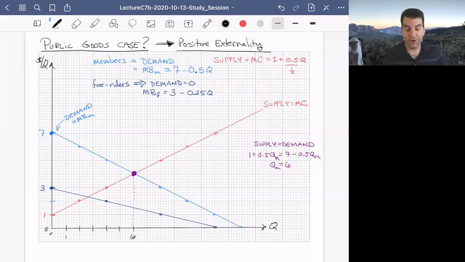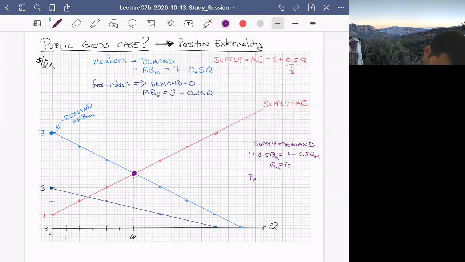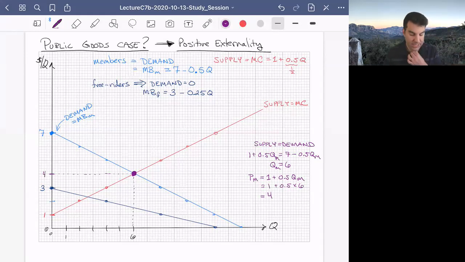So then I need to calculate my market price. The market price here, I can just evaluate the supply curve at that. So the supply curve is 1 plus 0.5 times QM, which is equal to 1 plus 0.5 times 6. Half of 6 is 3, so that price is equal to 4. If I go over this way, it does turn out that that's equal to 4, as expected. All right, so that's the first point that I would be interested in.